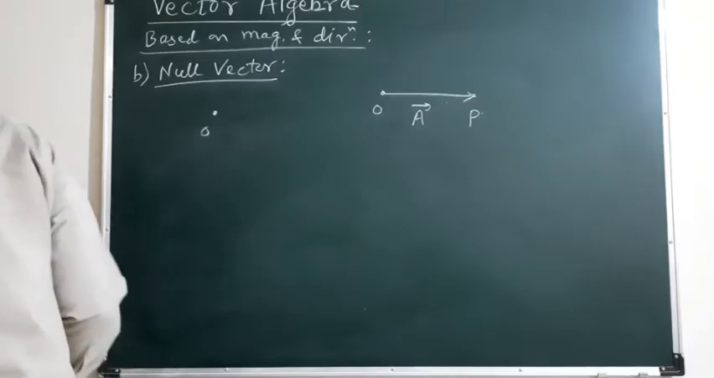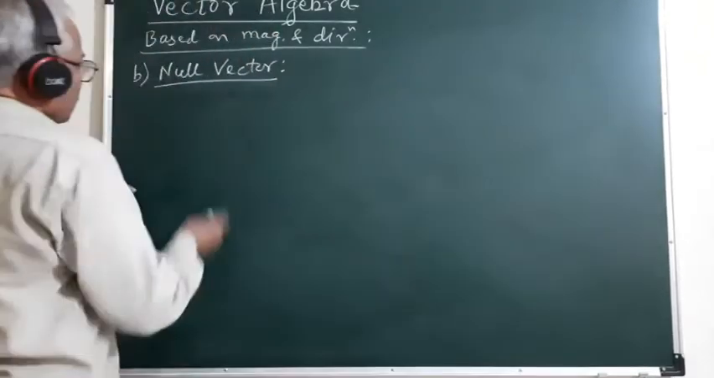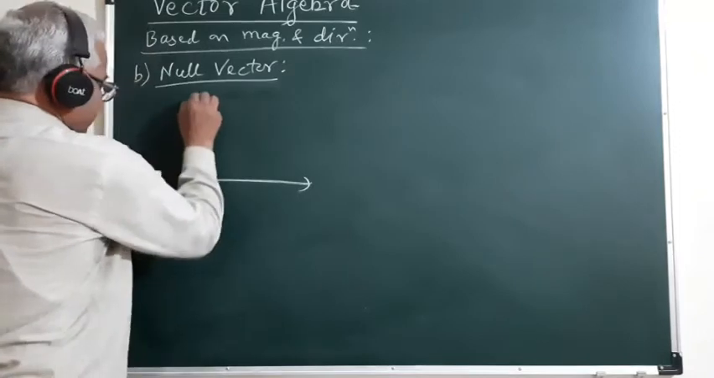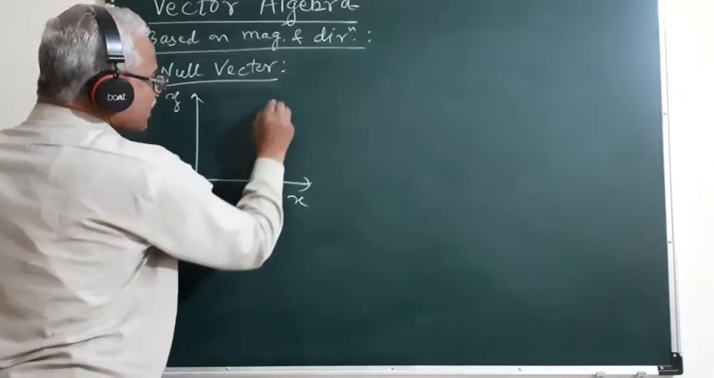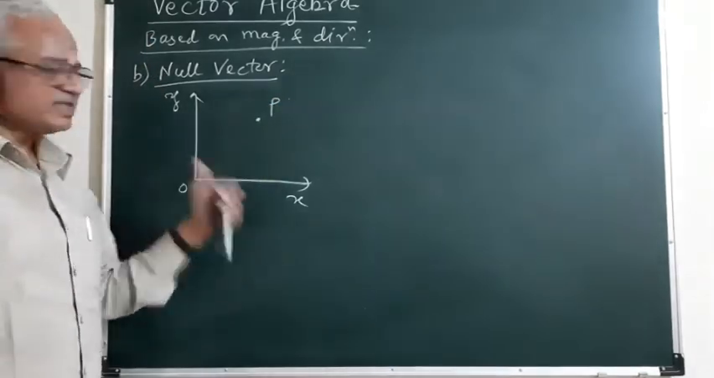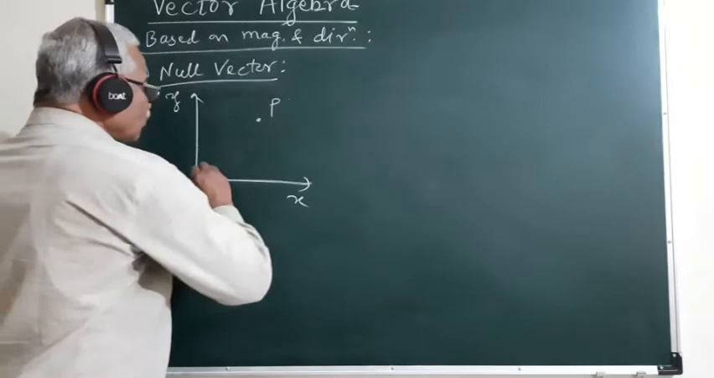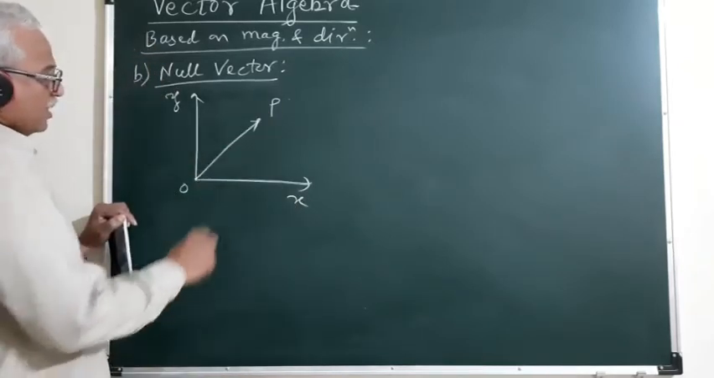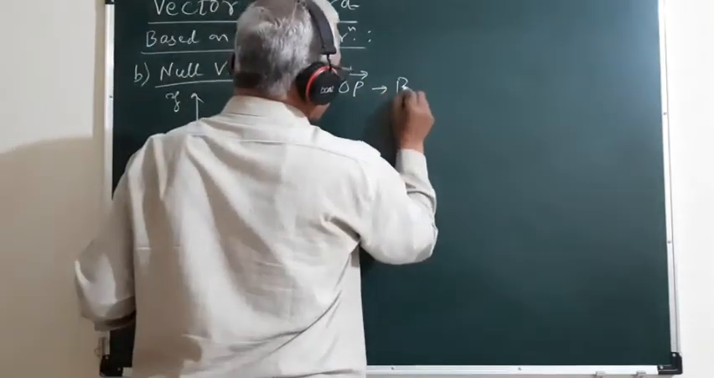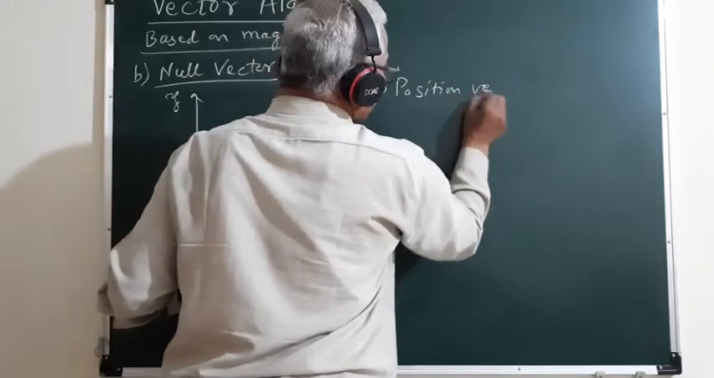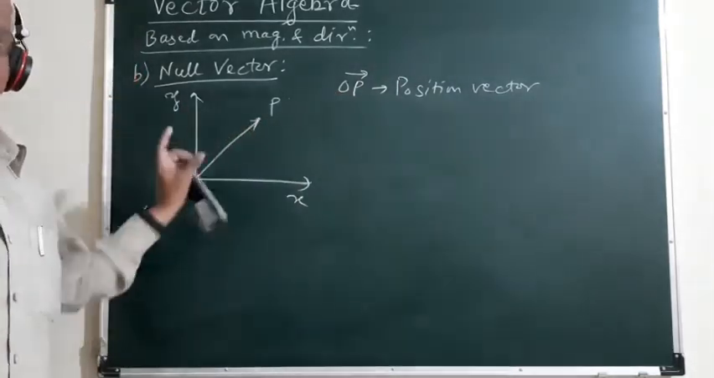The examples of this null vector or zero vector are like this. Suppose we have this rectangular coordinate system, say x-axis and y-axis, and the origin. We have a point P in this xy plane. So if we draw a line from the origin to the position of this point, this vector OP bar represents the position vector of this point P in this xy plane.